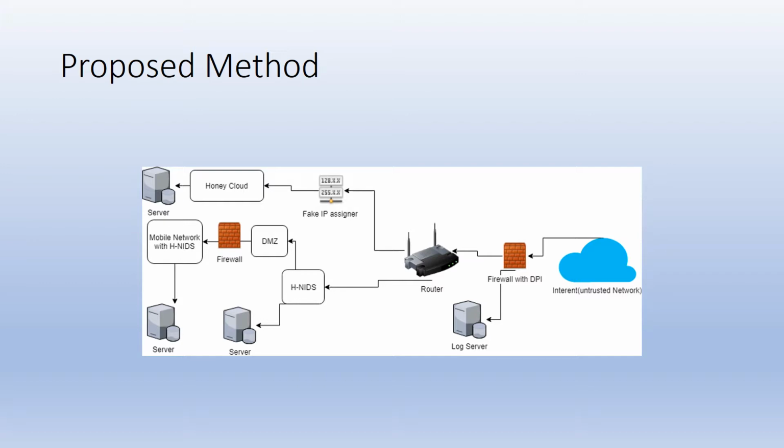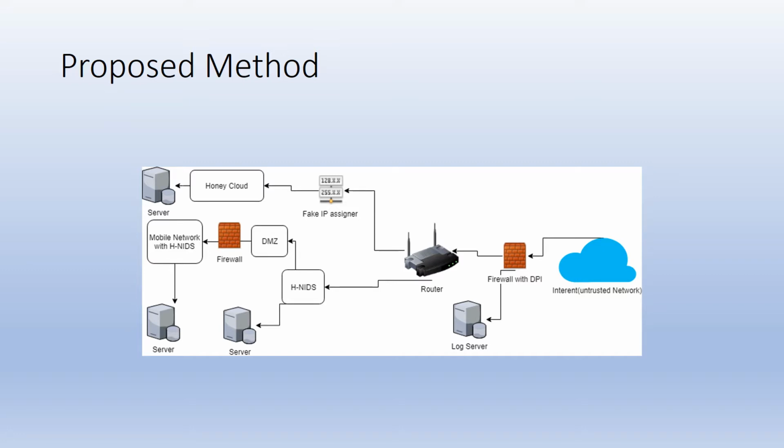it goes to the router. The router redirects the legitimate and illegitimate users' requests. So all the illegitimate requests go to the honey wall or the honey cloud over here. Before entering the honey cloud, there will be a fake IP assigner. What it does is it will change the IP addresses of the honey subnets frequently. So in that way, the attacker will never get to know the real IP addresses of the honey cloud.